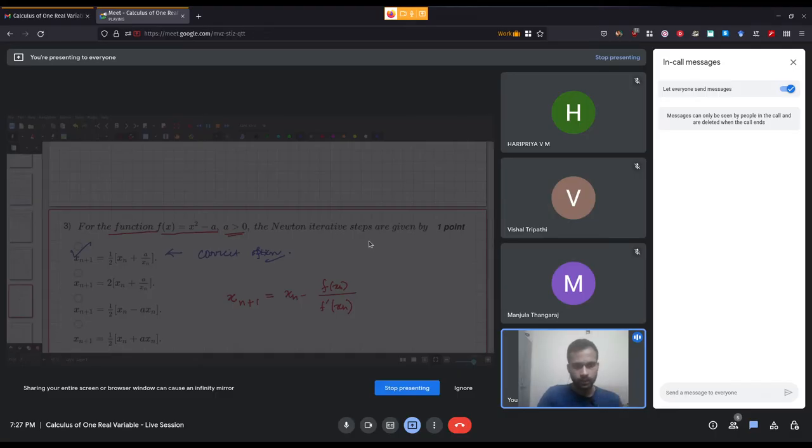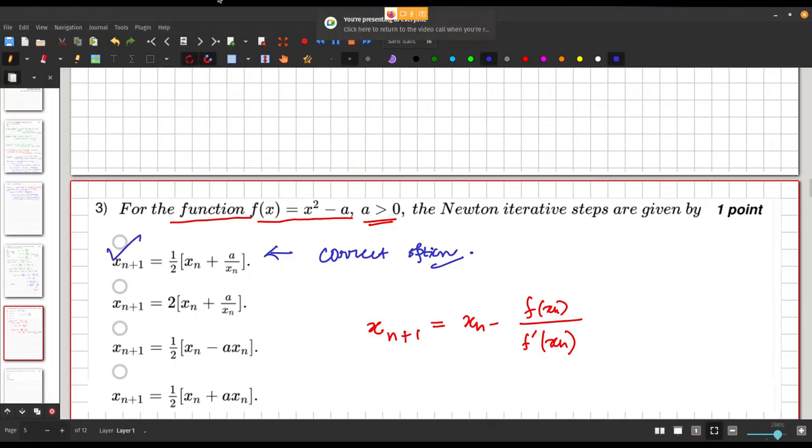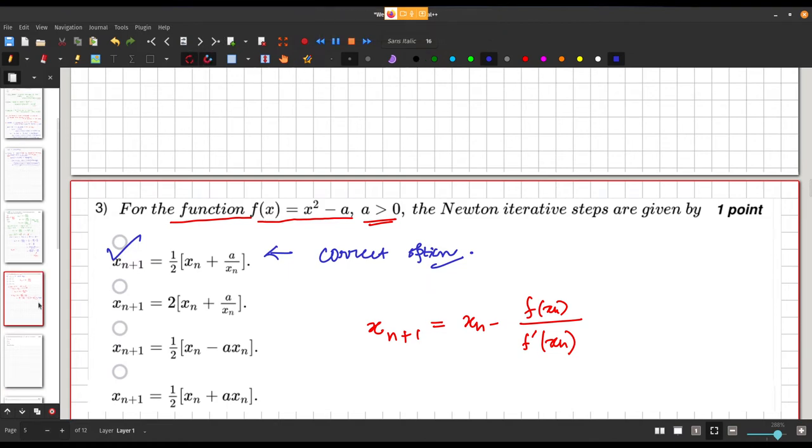Okay, so any questions in this problem? If not, then I will move to problem number 4. Okay, I think it is okay for all. Then let me go to the next problem.